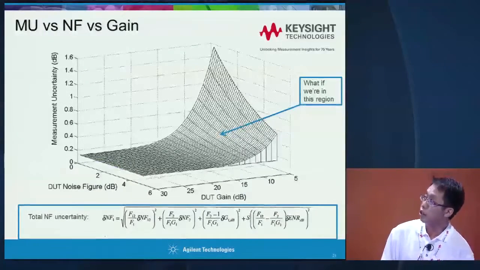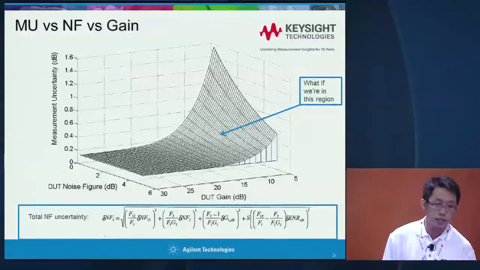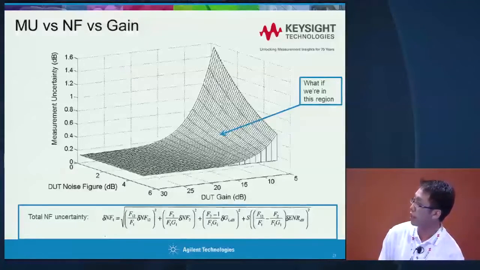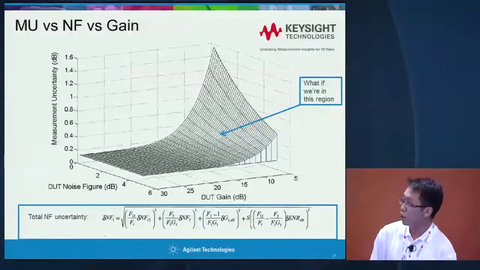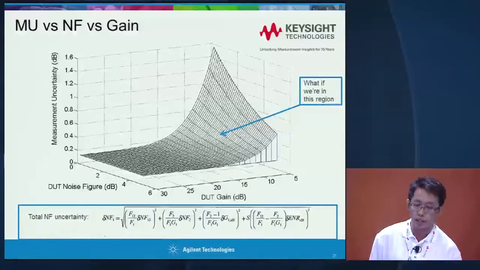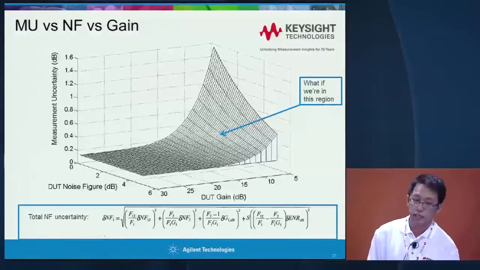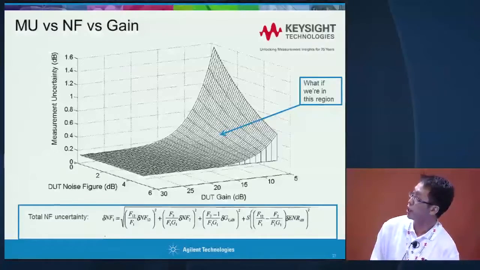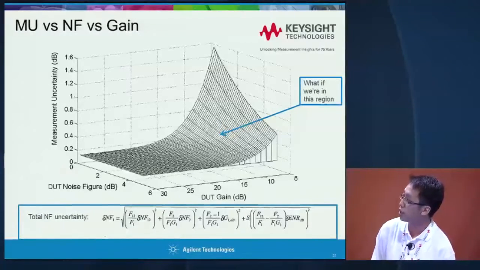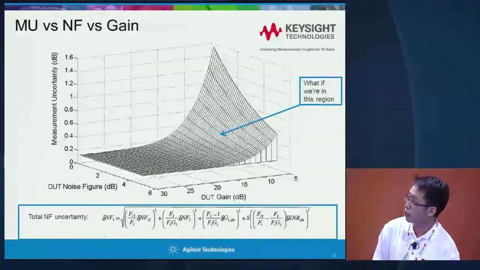We then look into the graph of our measurement uncertainties versus the DUT noise figure and the DUT gain. Although we have done some improvement on our noise figure measurement accuracies previously, yet there is still some room of improvements, which is at these areas. We can see that the uncertainty is still high if you are measuring DUT where the noise figure is low and the DUT gain is low. So what should we do about this?